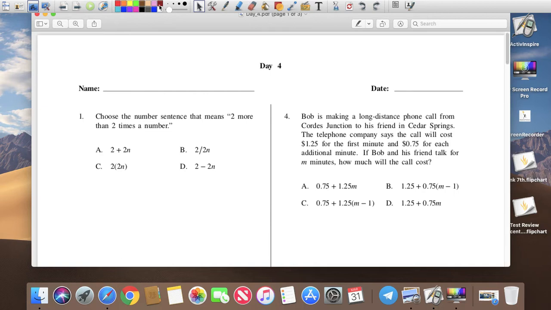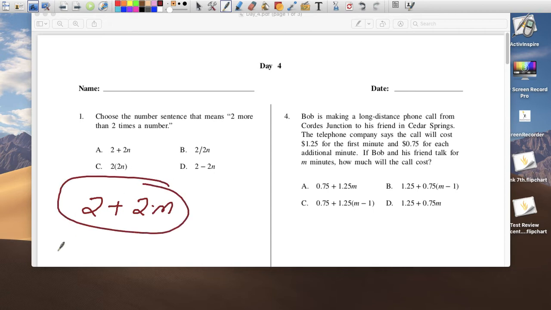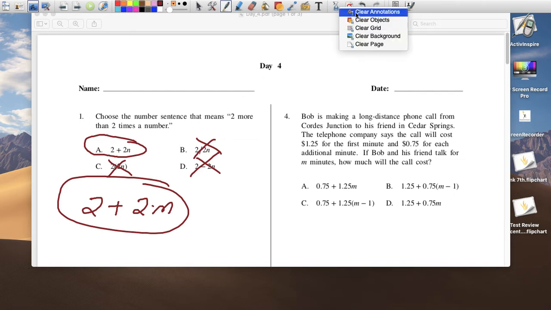Choose the number sentence that means two more. So 2 more means 2. 2 means 2. More means plus. Then 2 times a number. Is there anything that looks like that? Well, anything that has a plus sign. This doesn't have a plus sign. This doesn't have a plus sign. This doesn't have a plus sign. So by default, it's A. And they look the same. Next one.